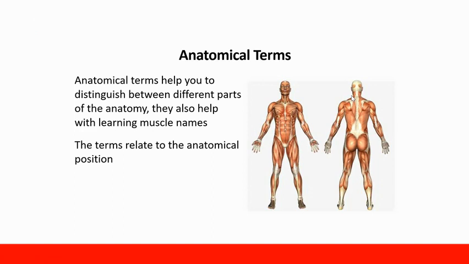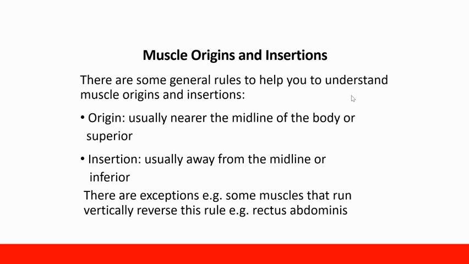We're going to introduce some new terminology, origin and insertion, and there's some general rules to help you understand what muscle origins and insertions are. The origin is usually nearer the midline of the body, medial, or superior, so higher up in the body. The insertion point is usually away from the midline, so lateral, and or inferior, so lower down. There are exceptions to this, e.g. some muscles that run vertically reverse this rule, i.e. rectus abdominis. I'm going to be going through some examples of origin and insertion with you shortly.